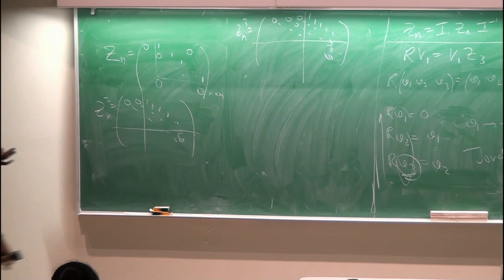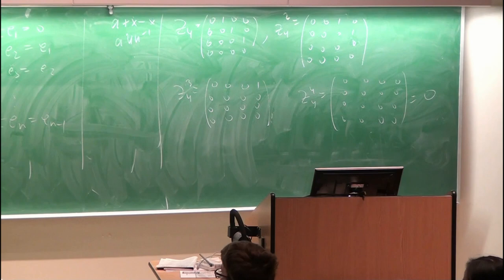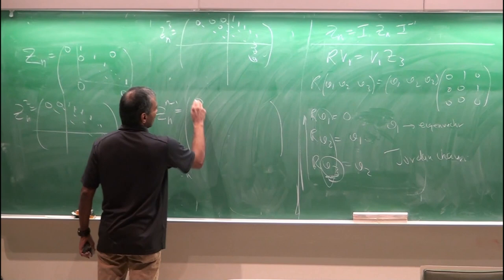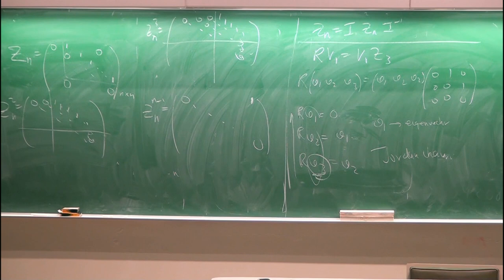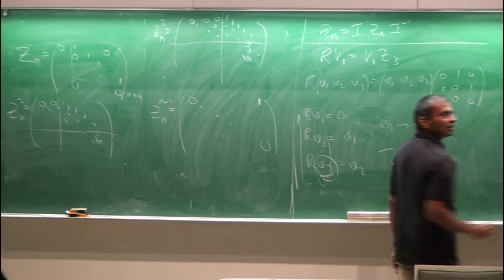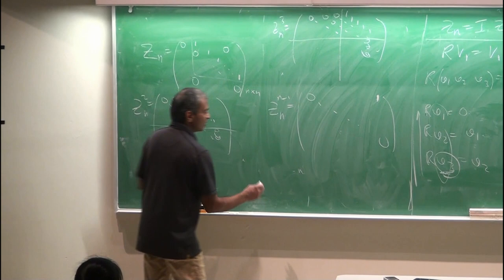But most importantly, notice what happens to the last power. If you look at the last power before it becomes 0, it is n minus 1. So that is the one that matters to us. If you look at Z_n to the power n minus 1, it will be zeros everywhere except in this last one-by-one position. And notice that in this position, you can see E_n hanging around. The last guy in the Jordan chain for Z_n is E_n, and E_n has a unique meaning for this matrix. E_n is such that Z_n to the power n minus 1 of E_n is not equal to 0.